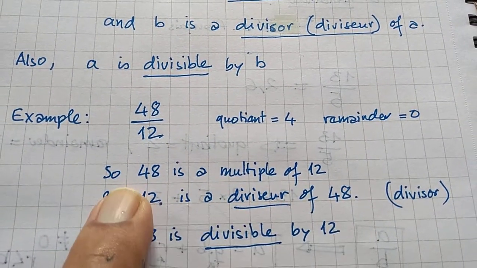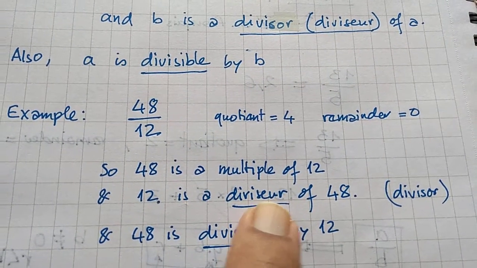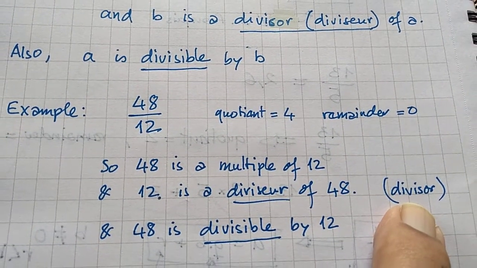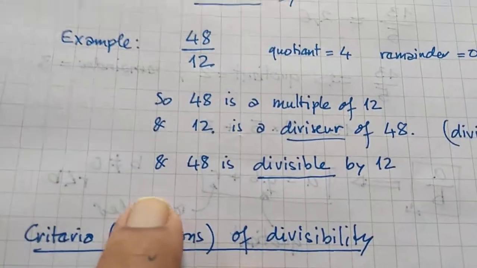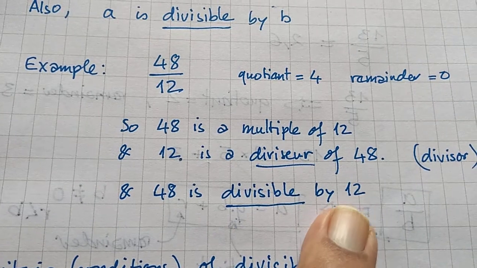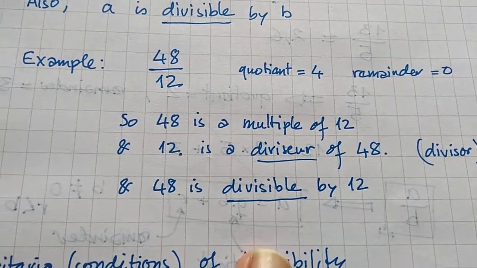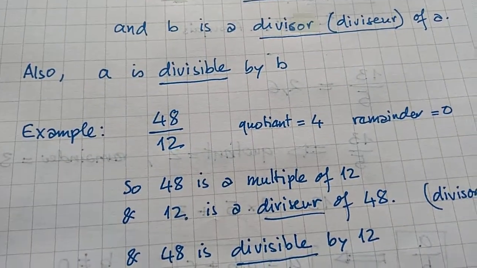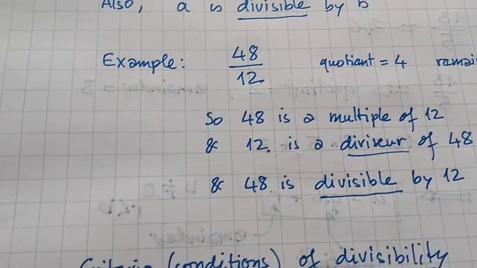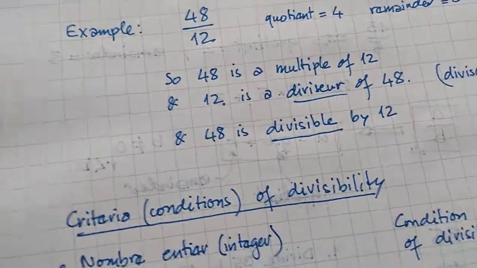You know all this, by the way. And 12 is a divisor, diviseur in French, of 48. And 48 is divisible by 12, divisible en français, divisible in English. Okay, so that is to do with this. You know this already, I'm sure you do.